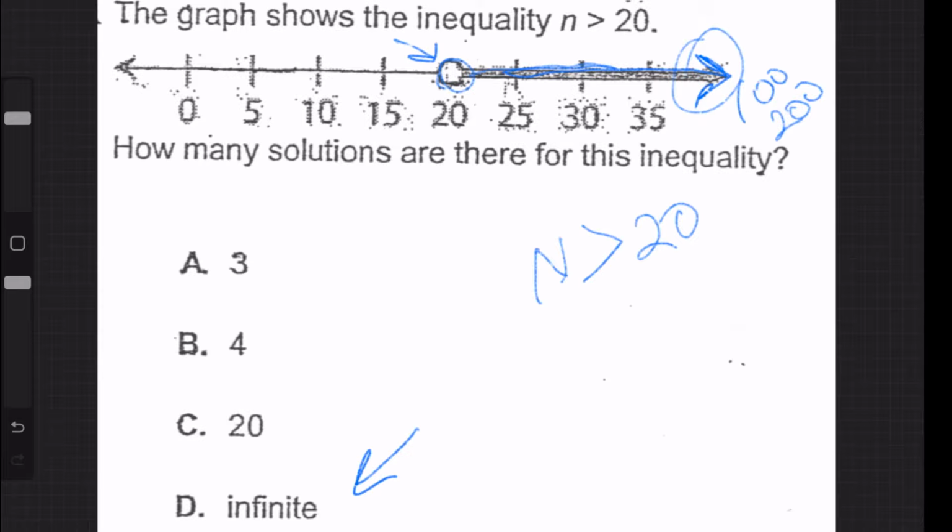That's the answer. So when you get something like this and you have an arrow like that and you have an inequality where you have not equal to, but you have a greater than or less than sign, those numbers will just keep on going. An infinite number of possibilities. That's the answer here. How did you do on that? All right, that one wasn't too bad. Let's go on to the next question.